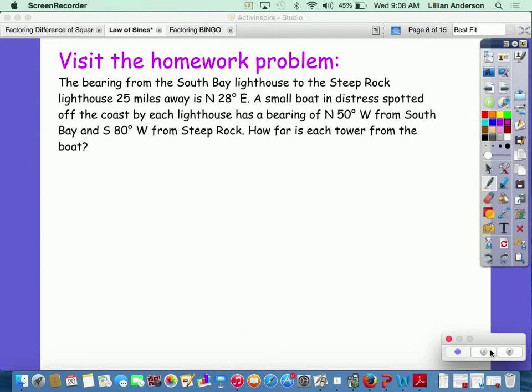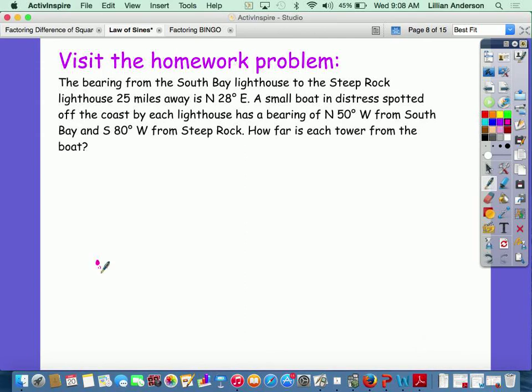It says a bearing from South Bay Lighthouse to Steep Rock Lighthouse, 25 miles away, is north 28 degrees east. So you needed to start with your South Bay Lighthouse. And if I went north 28 degrees east to Steep Rock, which was 25 miles away, you should have had 28 degrees right here to start out with.